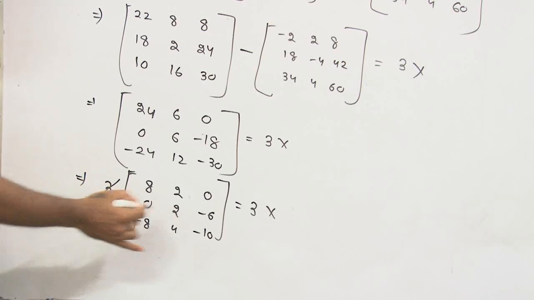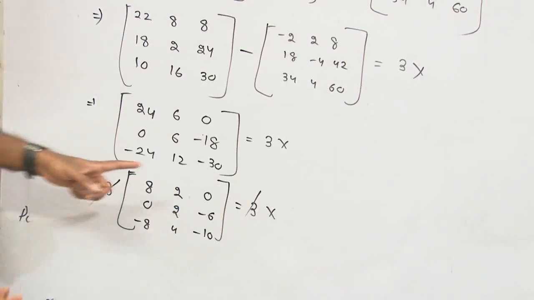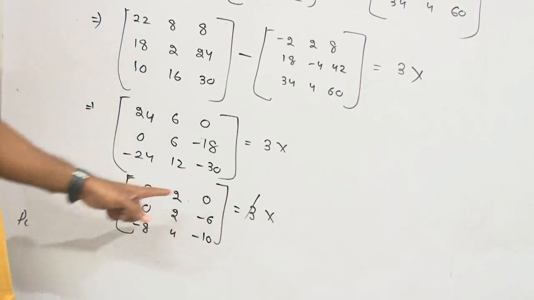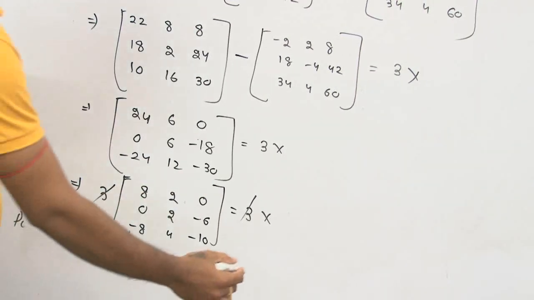We cancel the scalar 3 on both sides, then we get the result of X. So here is the solution for the value of X.